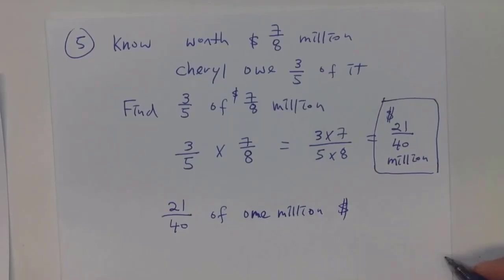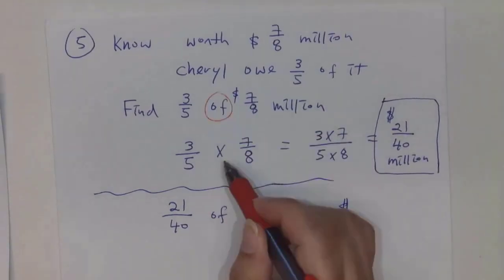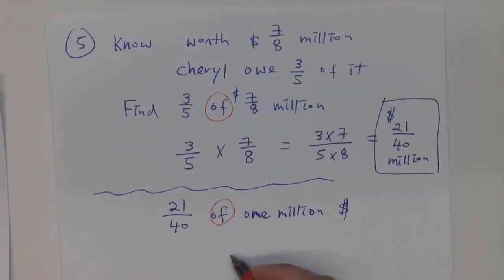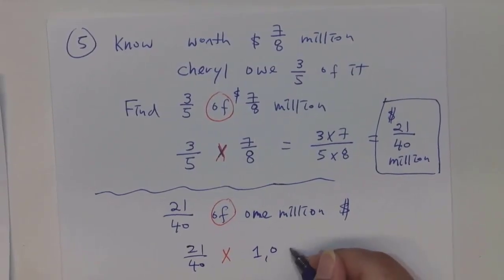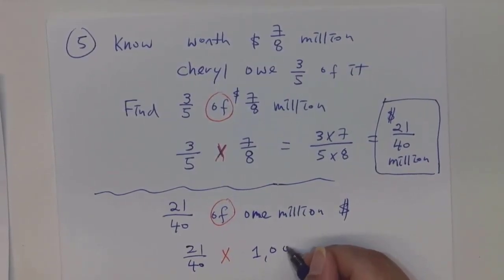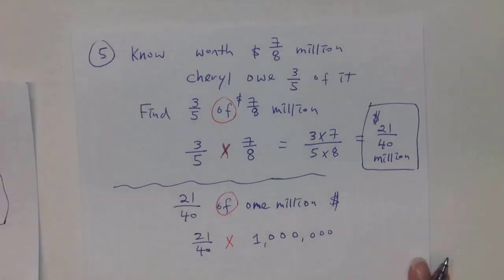Again, this is off, so what kind of operation would that be? Multiply. So we're going to multiply again. It's going to be 21 over 40 multiplied by 1 million. How many zeros? 6. It's like 1, 10, 100, 1,000, 10,000, 100,000, million. Okay, how do I multiply that now?